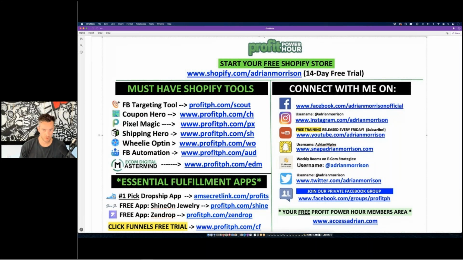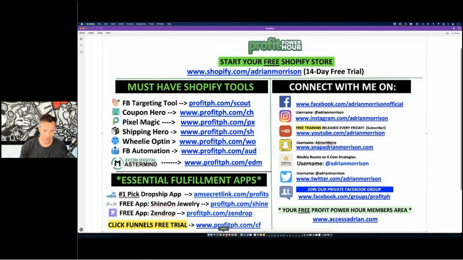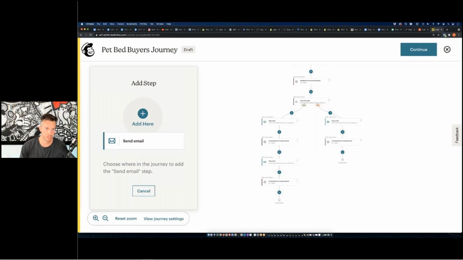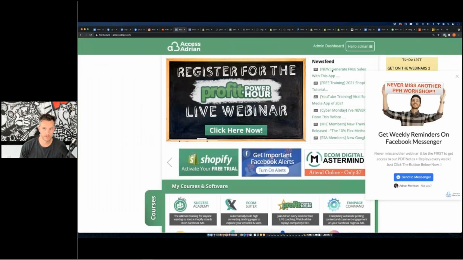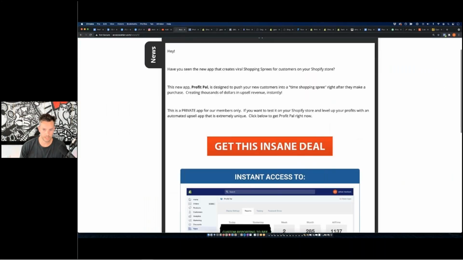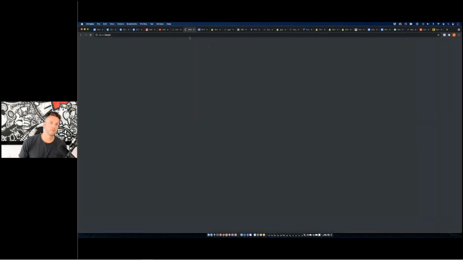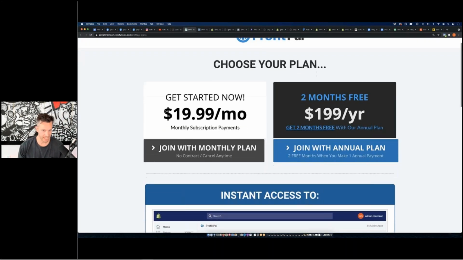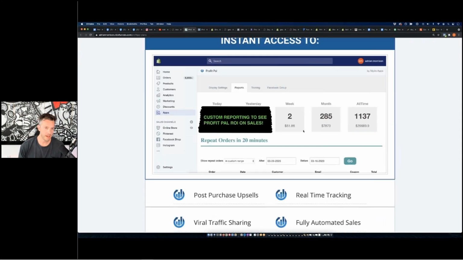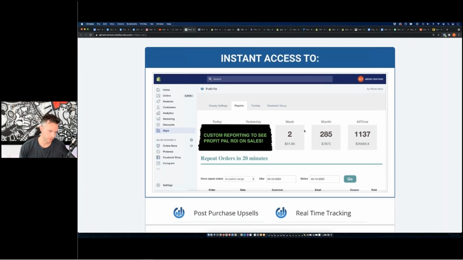ProfitPage.com/WO. Not listed on here is ProfitPal. But what ProfitPal does was a really big game changer for our particular business and so many others. I just posted about ProfitPal in the news feed up here, so you can watch the news feed and you can get it. What this app does, and it's $19 a month, is it will proposition your new buyers to go on a shopping spree to get a big discount for the next 20 minutes.